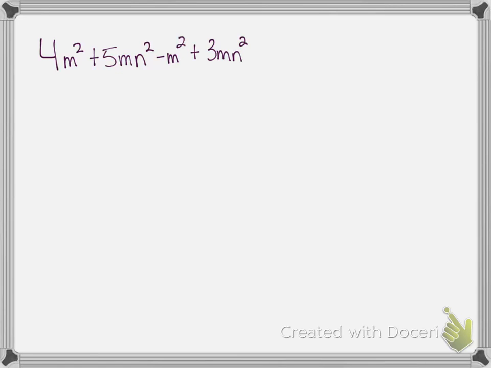First step is to simplify it. So what can be combined? Negative m squared with 4m squared. Those two can combine. That would give me what? 3m to the second.